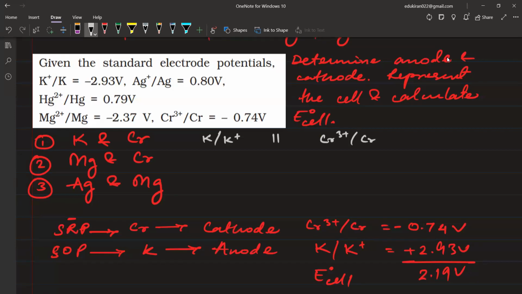This will have an electrode potential of plus 2.19 volts. This is the standard electrode potential for the complete cell. In magnesium and chromium, obviously chromium is going to act as what? It is going to act as cathode because this value is higher. Cr and Mg is going to act as anode. And for this, it is how much? 1.99.